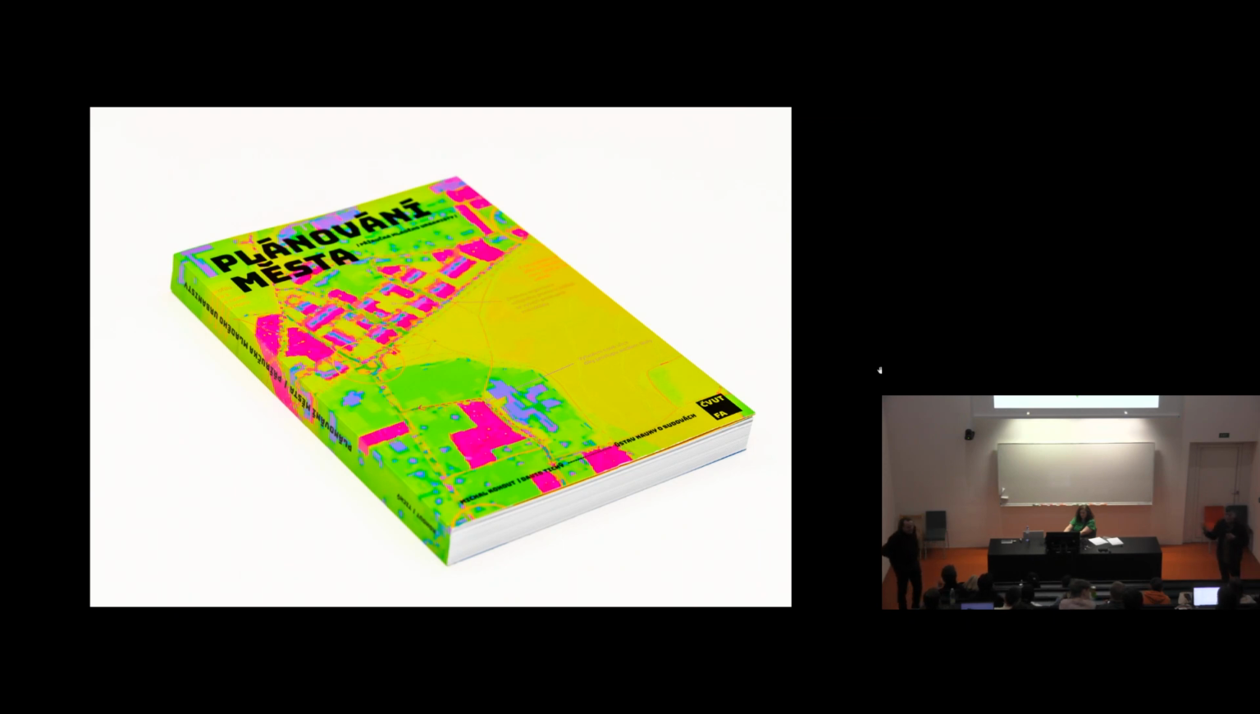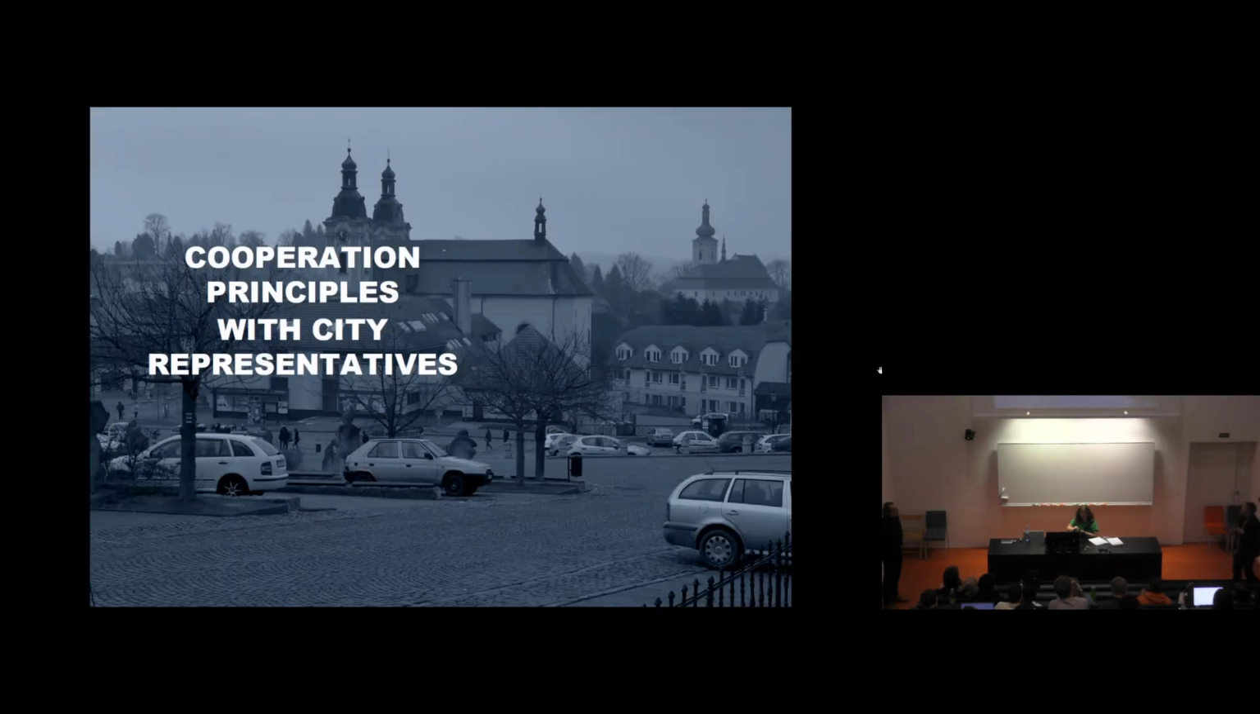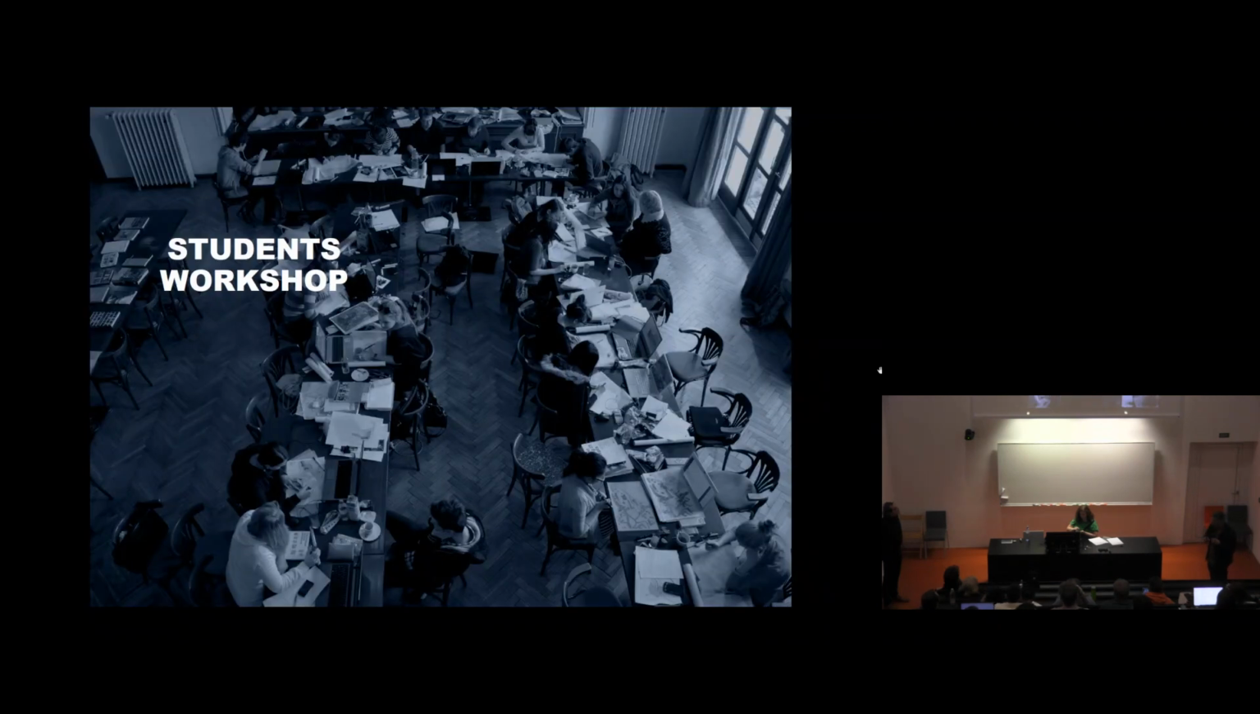And there we have a design method, which we've put in writing, and it's called Planning of a Town. Unfortunately, it's only in Czech, but it's full of pictures, which are international. So we are using that method. Part of that, as I was saying before, is collaborating with the municipality and its representatives or political representation.